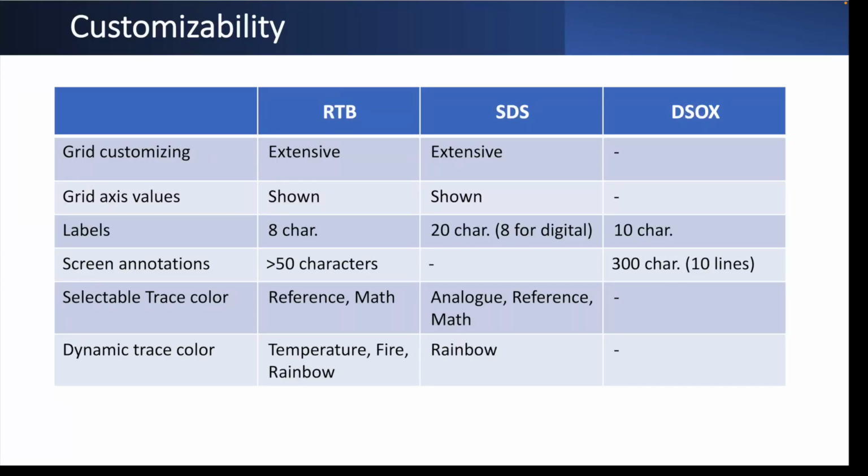Then some of the devices allow you to select a trace color. The Siglent SDS is the most powerful there. It allows you to do both for analog channels and also for other channels. The RTB only allows you to do this for reference and mask channels, and the Keysight not at all. And then finally, the RTB and the SDS also allow dynamic trace colors, like rainbow type of colors that give you information about how often a particular value actually is present when you look over a larger set of waveforms.